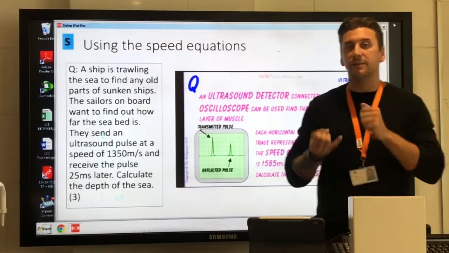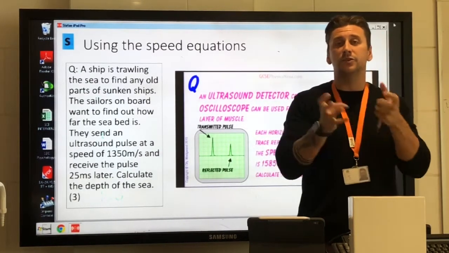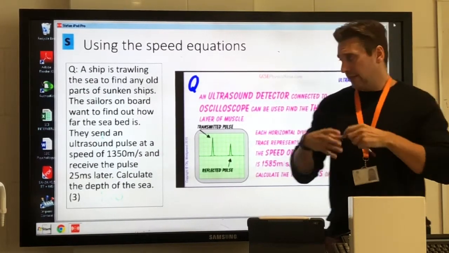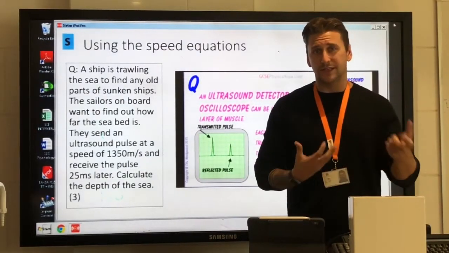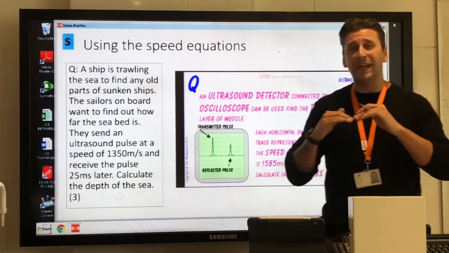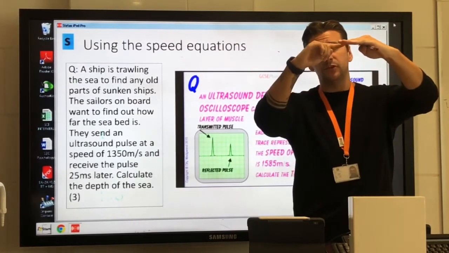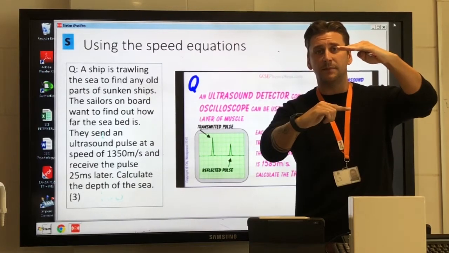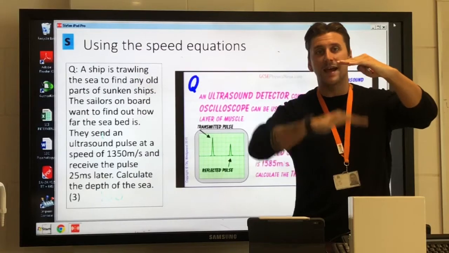Now, the equation is speed equals distance divided by time. Rearrange that: distance equals speed times time. If we do that with the speed and the time, we find a distance of around 3.6 meters. But we have to be very careful now, because what distance did we find? The distance from the ultrasound pulse being sent to the seabed, reflected and coming back. The total distance there and back.